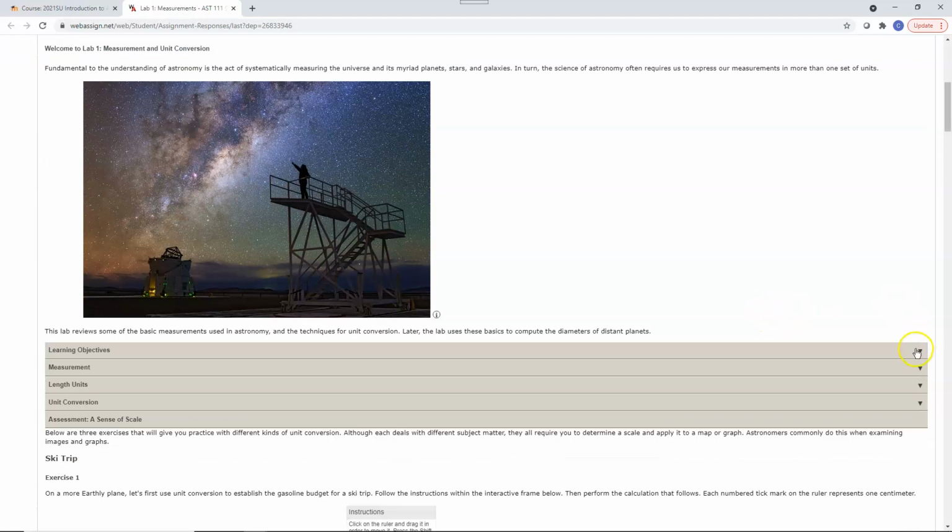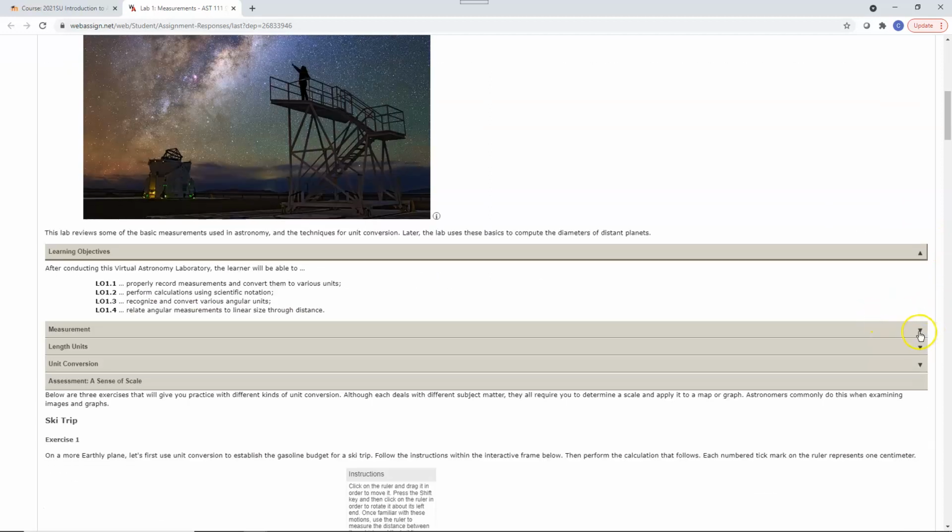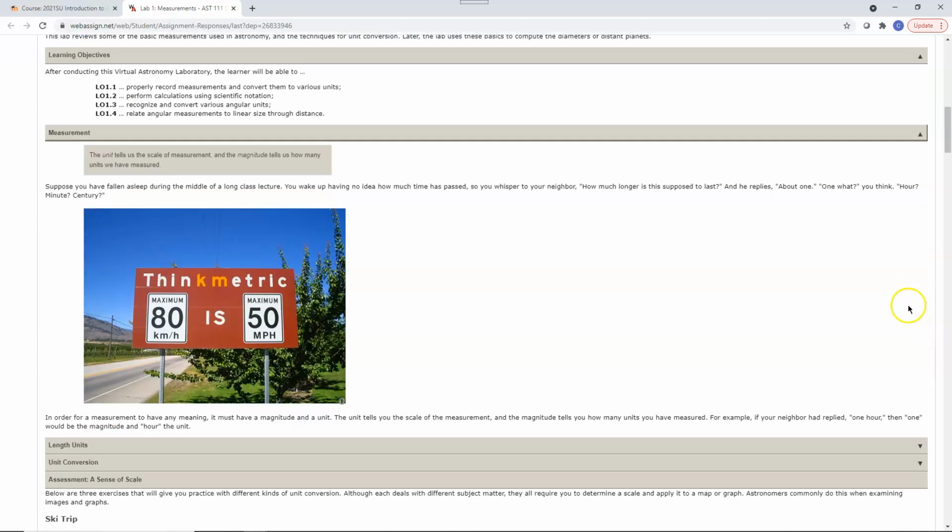When you go through the lab, you'll click on the drop downs here, and it'll give you the learning objectives: to properly record measurements, convert them to various units, perform calculations using scientific notation, recognize and convert various angular units, and relate angular measurements to linear size through distance. And that's where we have some of the problems with this lab. In here, we need to look at not necessarily the miles per hour that we use here in the United States and a few other places, but the kilometer. We use kilometers and meters to measure different things.